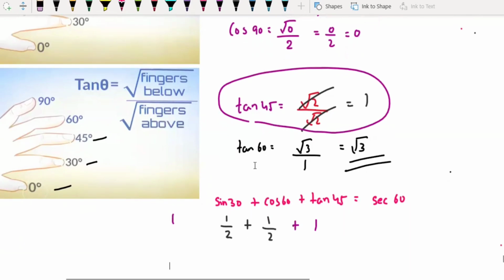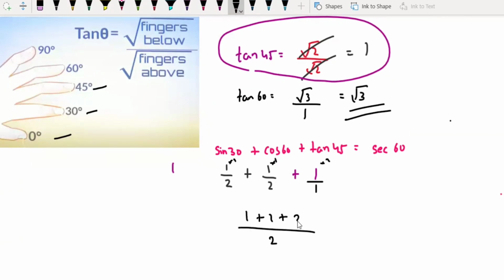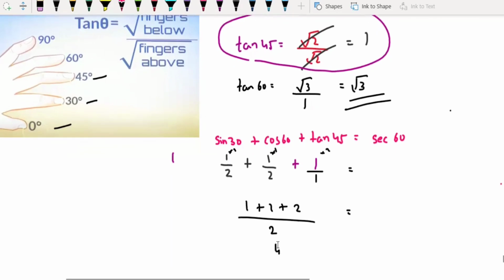So now you can see the first two terms are in the form of a fraction. So what we have to do to solve it is take out an LCM. In the last term there is nothing in the denominator, so we have to consider it as 1. LCM is 2, so 1 into 1 and 1 into 2, so 1 plus 1 plus 2. So what will be the value? 4 by 2. We can cancel 4 by 2: 2 ones are 2, 2 twos are 4. So we got the value as 2, right?